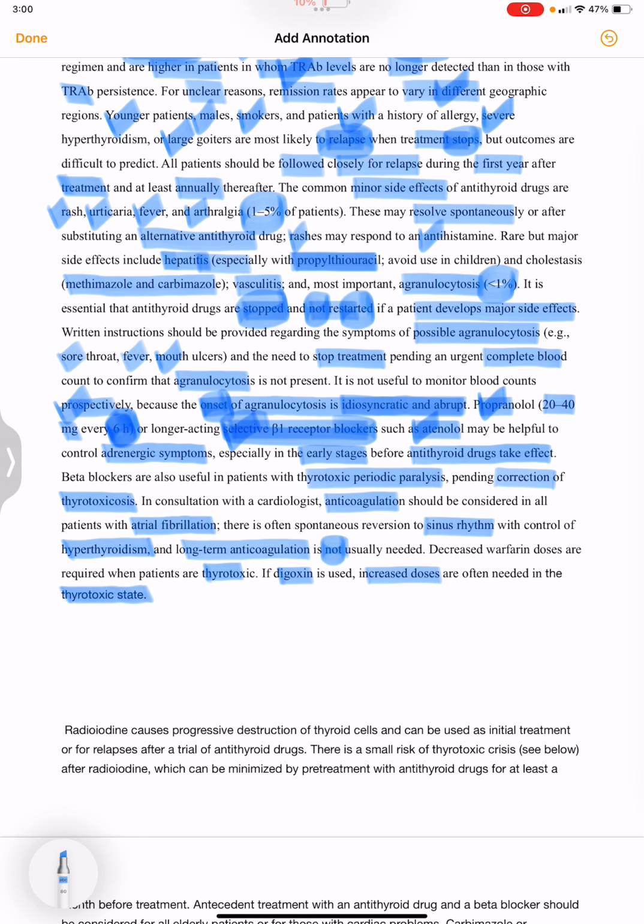If the patient has a thyrotoxic state, increased doses of digoxin are needed. In the thyrotoxic state, decreased warfarin doses are required. Warfarin doses decreased, but in the thyrotoxic state, digoxin doses have to be increased. So this is about anti-thyroid drugs.